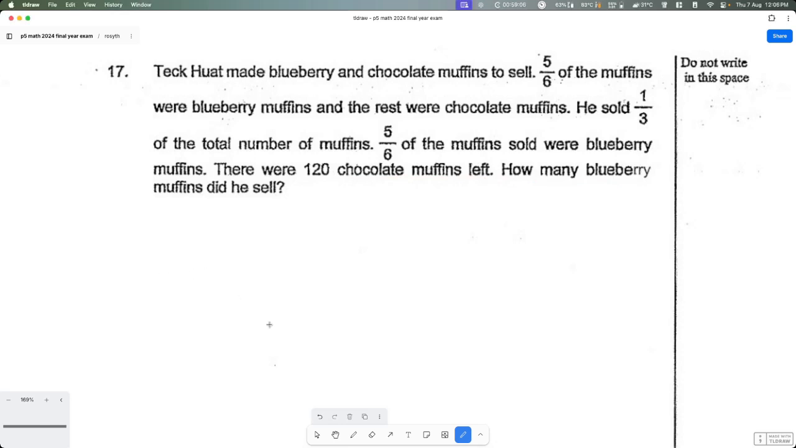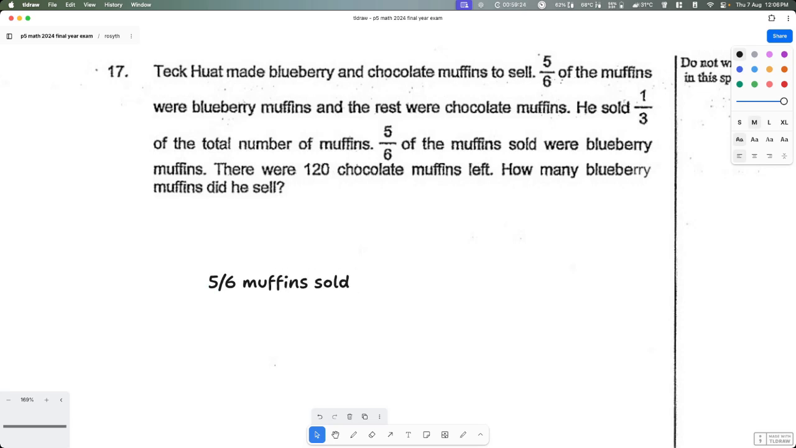Okay, so what we can do is we can say that 5/6 of the muffins sold were blueberries, right? So I will write down 5/6 muffins sold were blueberry muffins. So what does this mean?